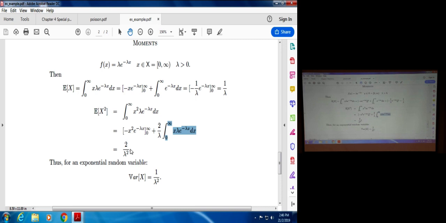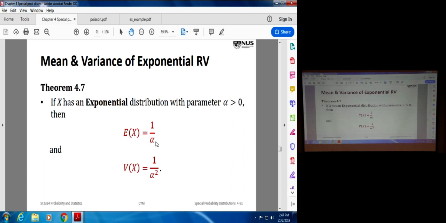So the variance of x is 2 over lambda squared minus 1 over lambda squared, which is 1 over lambda squared. And so that confirms this result here, which uses alpha instead of lambda. It's the same result: the expectation of x is 1 over alpha, and the variance of x is 1 over alpha squared. Okay, so with that, we'll take a short break for 5 minutes and resume at 14:52.